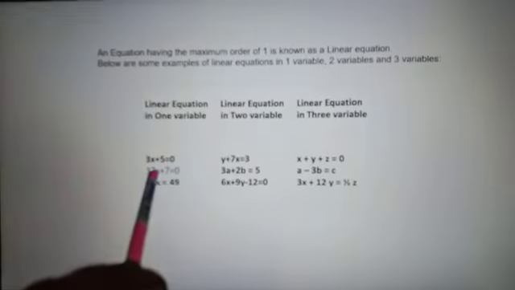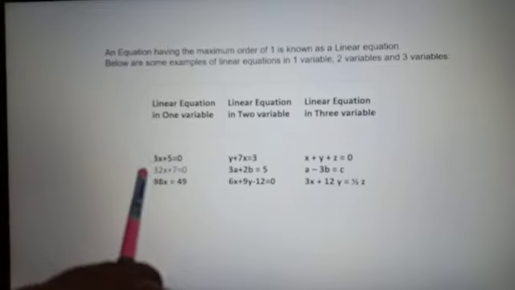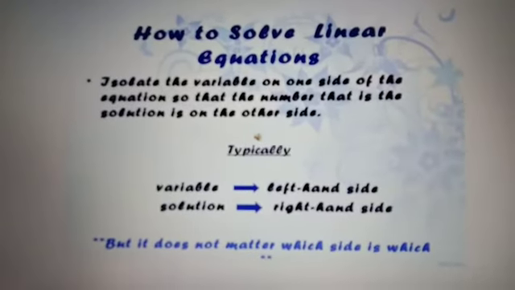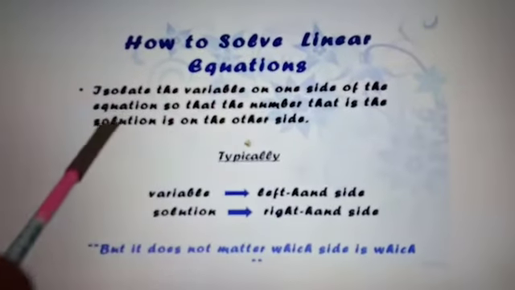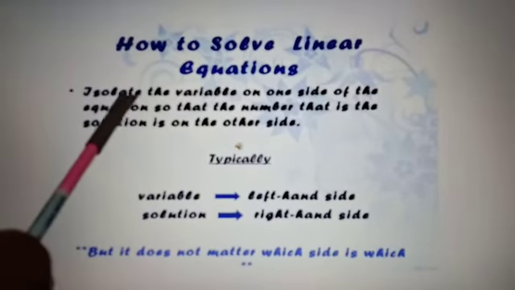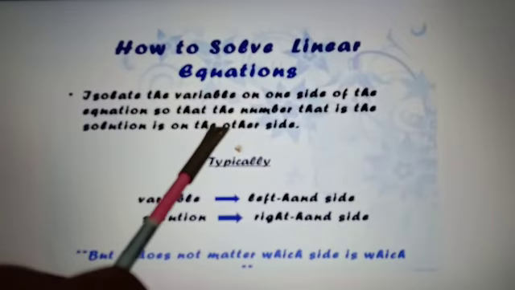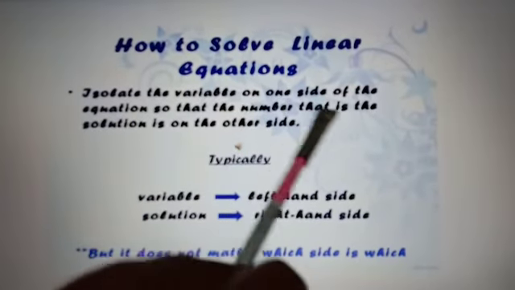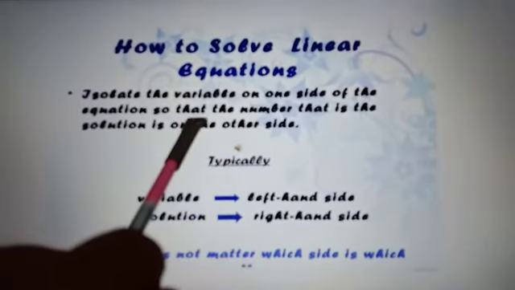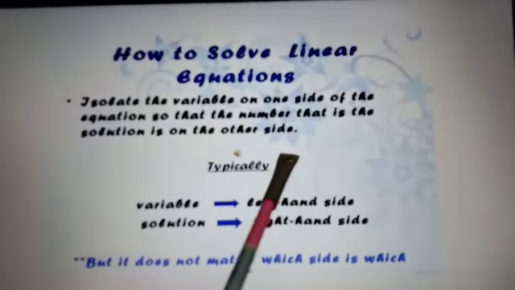Now we are going to see how to solve a linear equation in one variable. To solve the linear equation, we have to follow these steps. What is the main step? We have to isolate the variable. That means we have to separate the variable on one side of the equation so that the number, the solution, is on the other side.